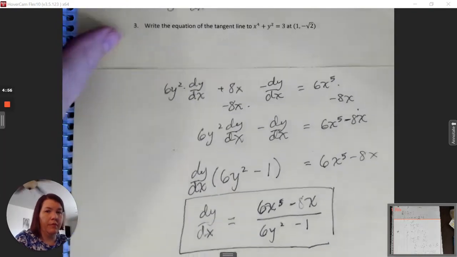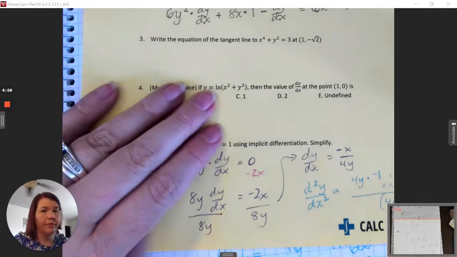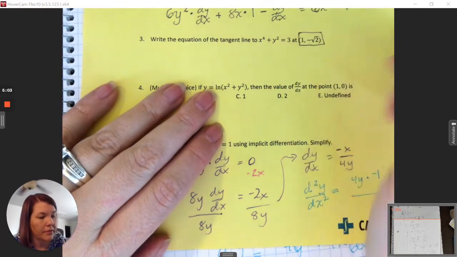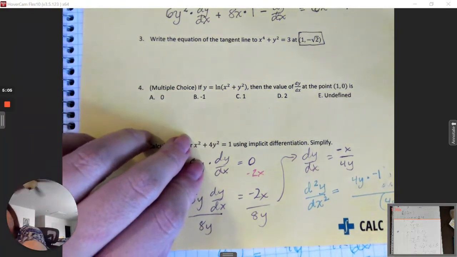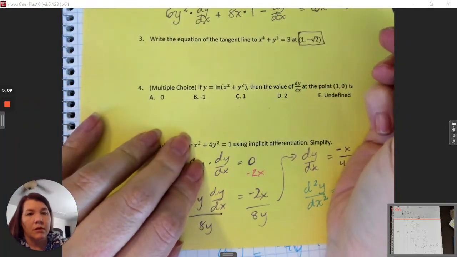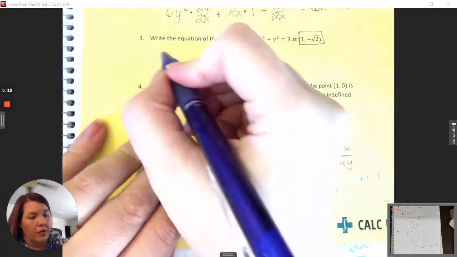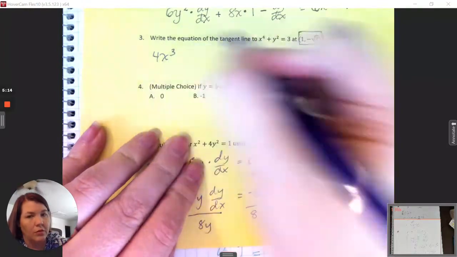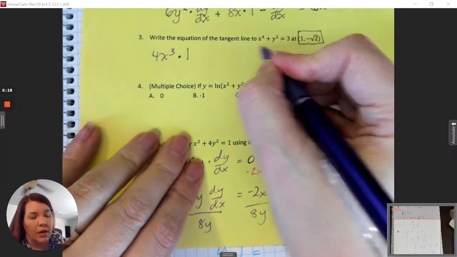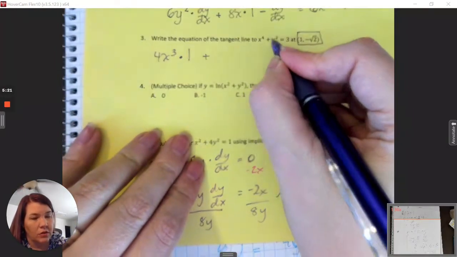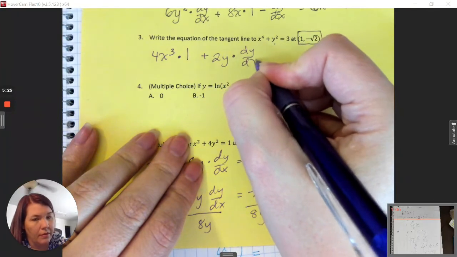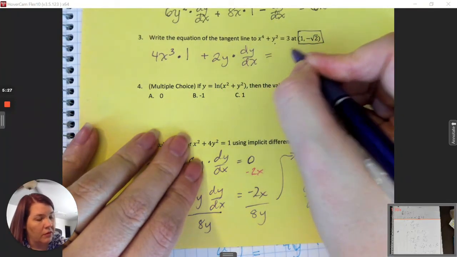Number 3. Write the equation of the tangent line at this point. So that's helpful. I'm going to use purple. And so take the derivative. 4x cubed times the derivative of x, which is 1, plus 2y times the derivative of y equals the derivative of 3, which is 0.